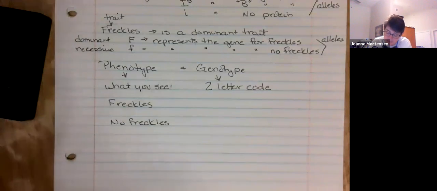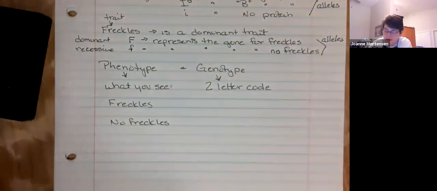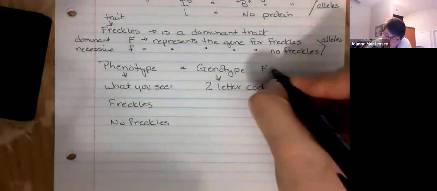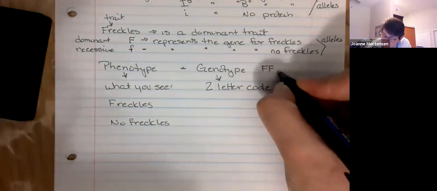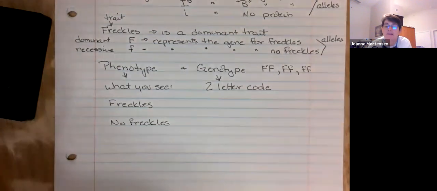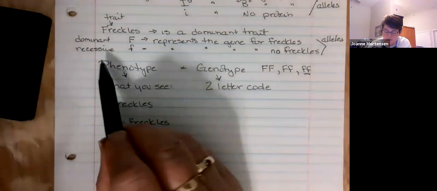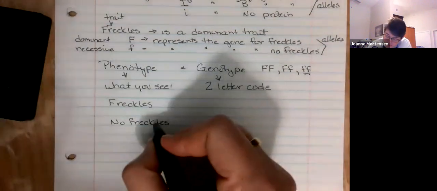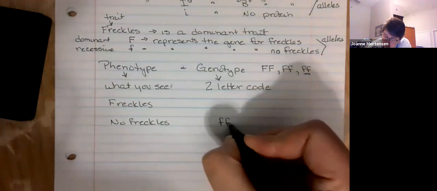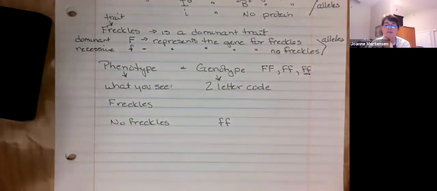Now, the genotype, well, if we have these two to work with, capital F and little f, we only have 3 options. We can have capital F, capital F, little f, or we can have 2 little f's, 2 lowercase f. Now, this is easy. This is the code for the recessive trait, no freckles. So the only way we can have no freckles is with 2 lowercase f's.